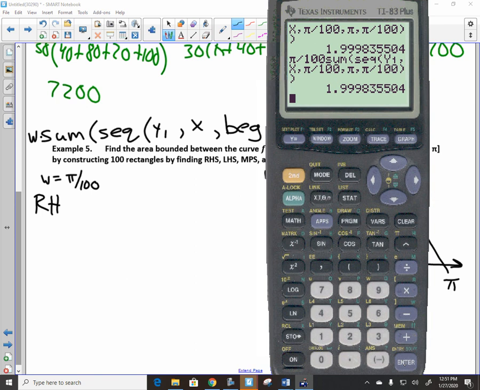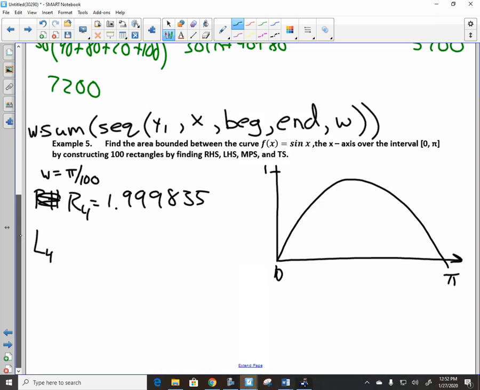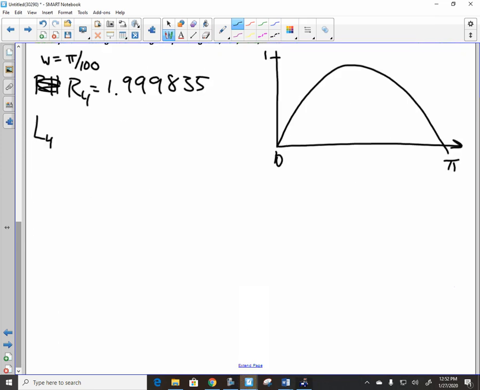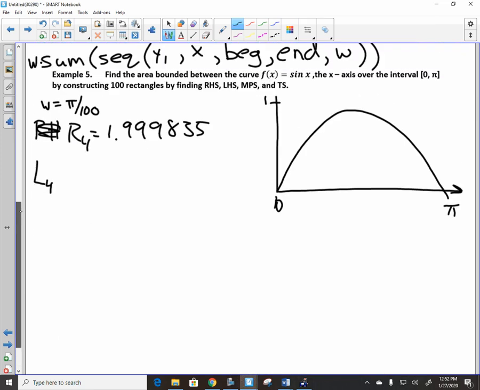So the right hand sum of 4 is going to be 1.9998835, whatever. I'll tell you what you need to round to on the test, but right now let's write a bunch of them just so we can see the difference between the two. I want to do left hand sum 4, and so this is going to be much, much easier. You guys have the general idea, but I'm going to actually show what I'm typing in here, okay?